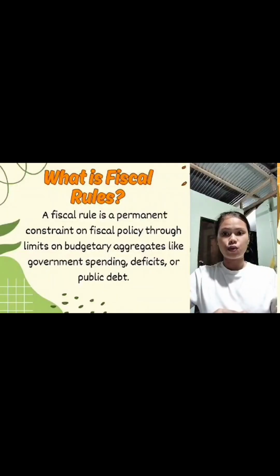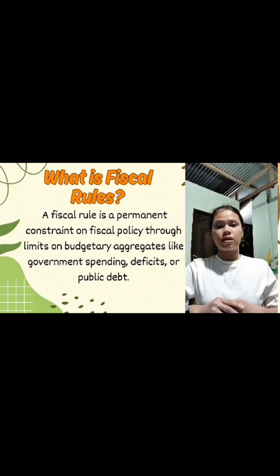What is a fiscal rule? A fiscal rule is a permanent constraint on fiscal policy through limits on budgetary aggregates like government spending, deficit, or public debt. Fiscal rules are long-term constraints set by governments to guide budgetary policy and ensure fiscal responsibility. These rules are designed to promote economic stability, prevent excessive deficit and debt, and enhance public trust in the government's financial management.